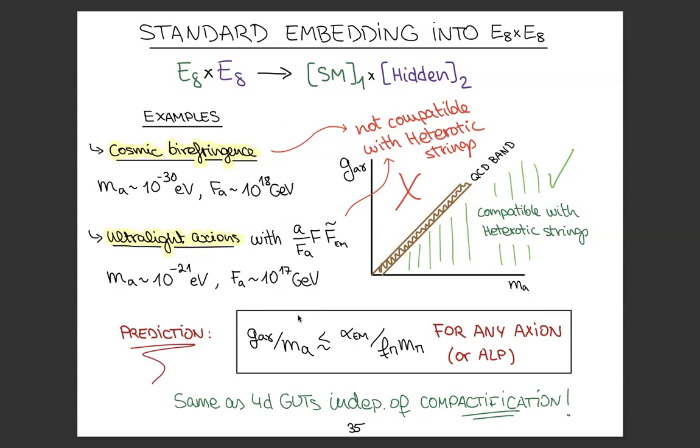If you want to phrase it in this way, any axion, be it the QCD axion or a fully generic axion-like particle, in the case of the heterotic string with a standard embedding, has to satisfy this bound for the coupling to mass ratio. And this is, I emphasize, the same bound as for four-dimensional GUTs, even if there was never a phase in 4 dimensions where the standard model is unified. And this is, again, independent of the choice of compact space or how we obtain the standard model spectrum from the E8 × E8 heterotic string.